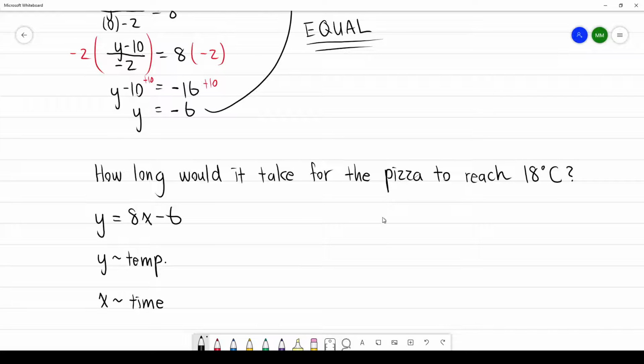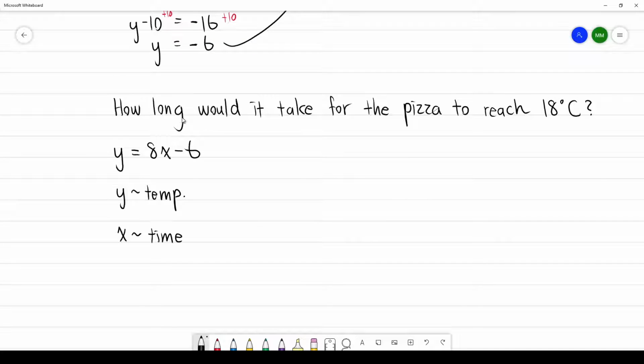So in this question, we do not have time. We are needing to solve for time, but we do have y. We do have the temperature. So therefore, instead of plugging in the x, you plug the 18 into y. So this is why, again, you have to really be aware of what the variables represent. Because if you plug in 18 into x, that means what is the temperature at 18 minutes? And that is completely different from this answer. So be aware of your variable.